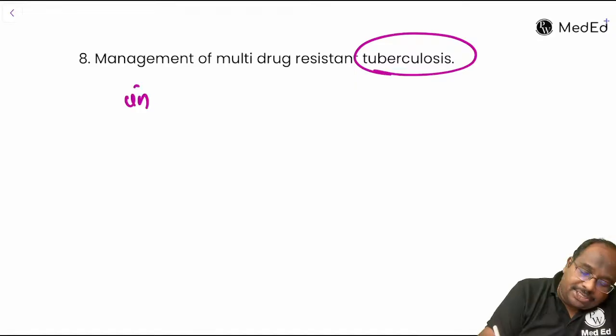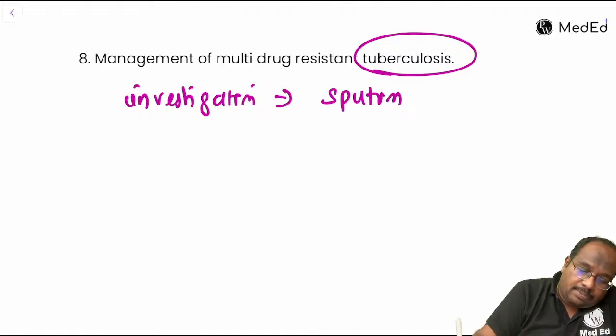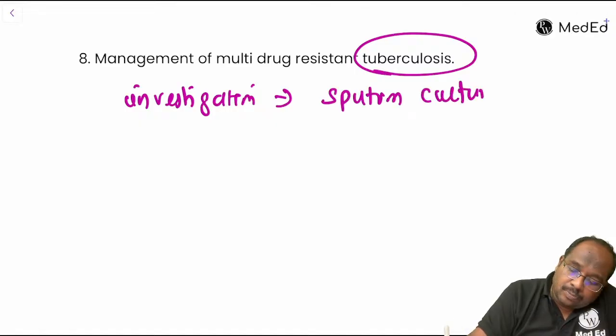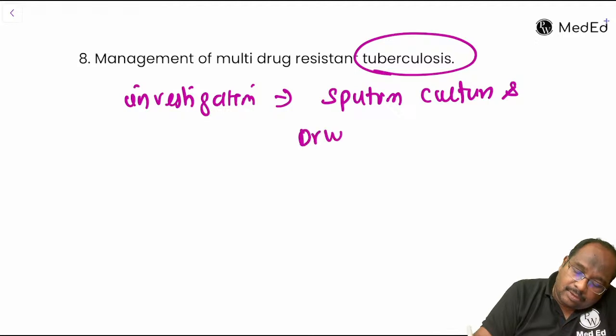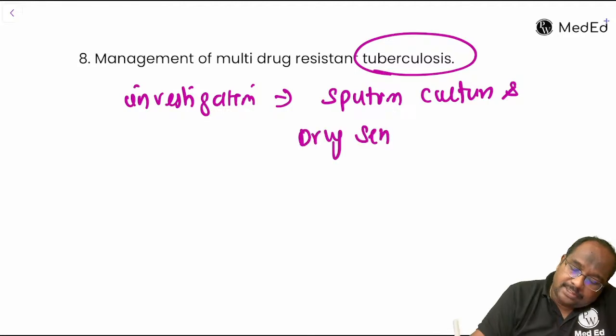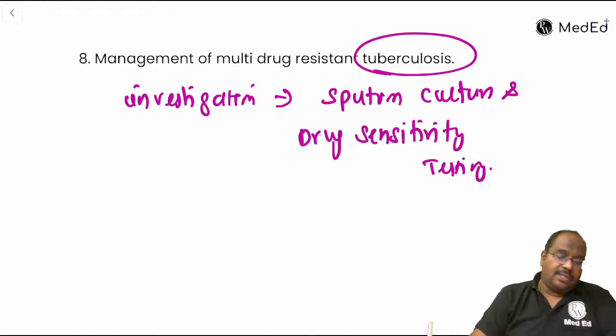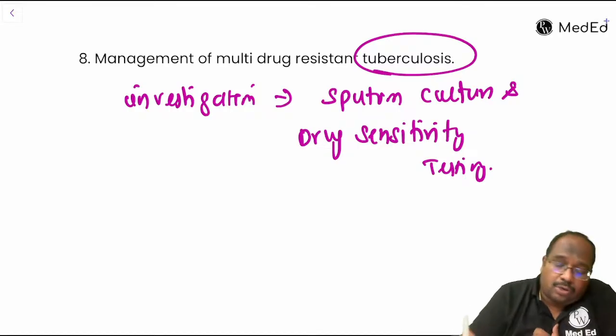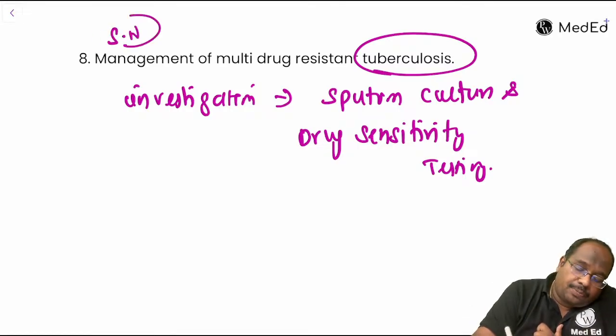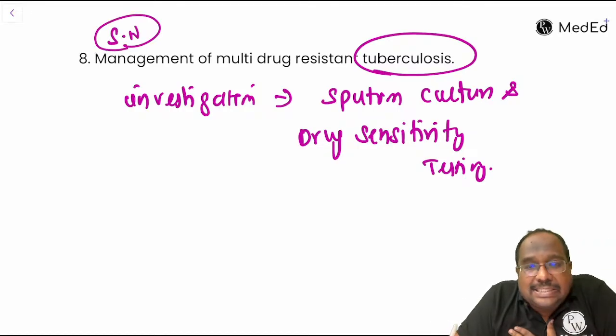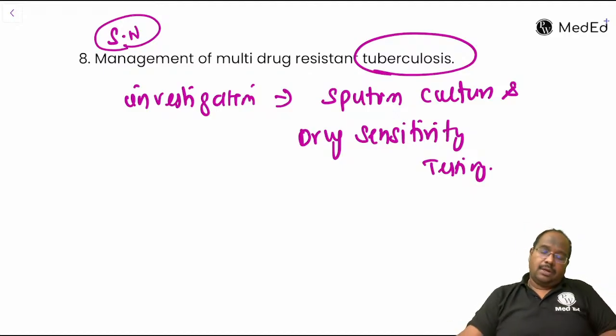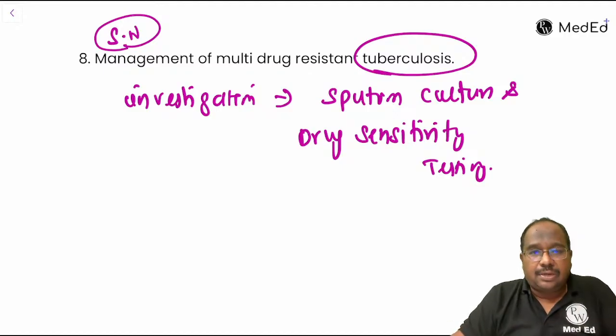The investigation you would like to do for MDR-TB is sputum culture and drug sensitivity testing. This is the investigation you would like to do. This is a short note, guys. Again, a short note: sputum culture and DST, drug sensitivity testing. Now, what is the investigation you have done?